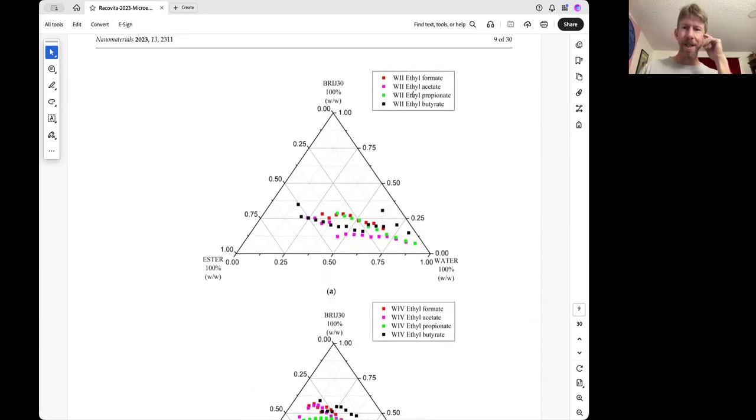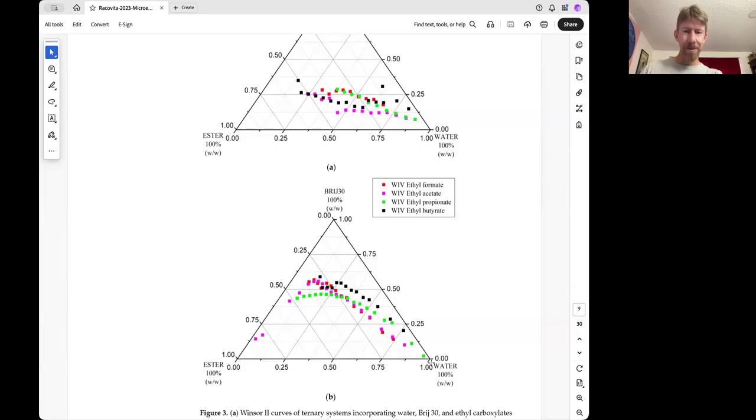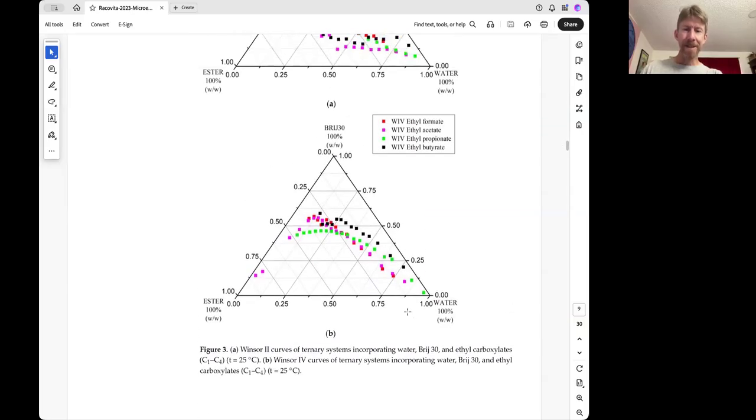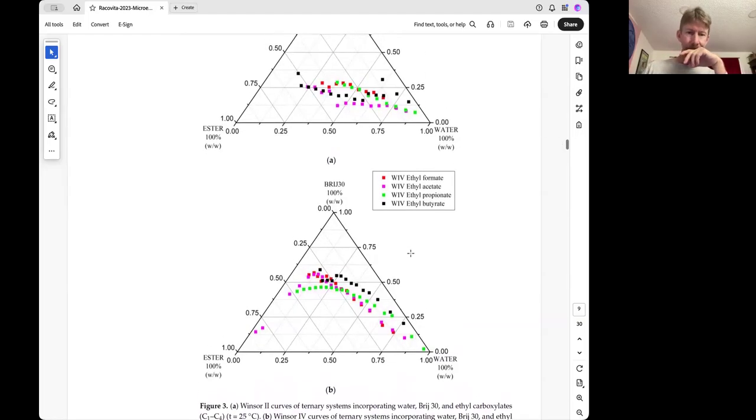Right, ethyl propionate is the green one. It goes all the way to this corner almost, very close to this corner here for the Windsor 4. But again, when they're miscible, they're not microemulsions. And we have these nice sort of rounded regions, or they're not so nice. I mean, they're not very rounded except for the green one here.